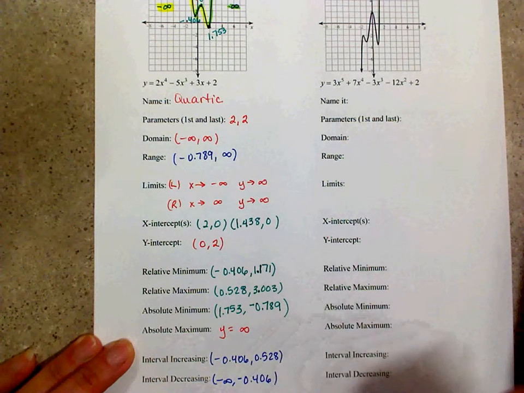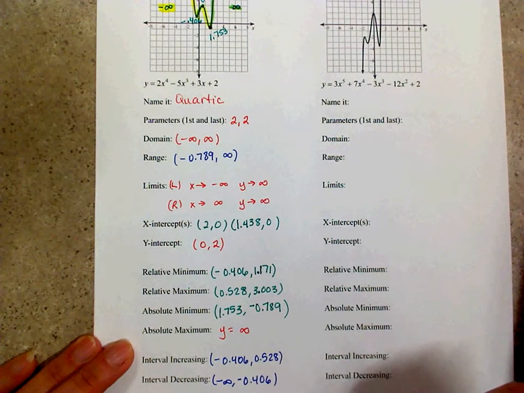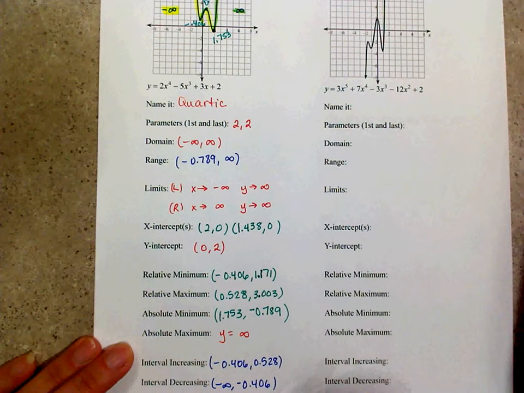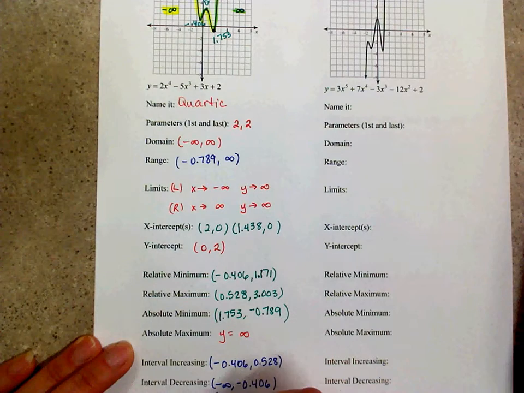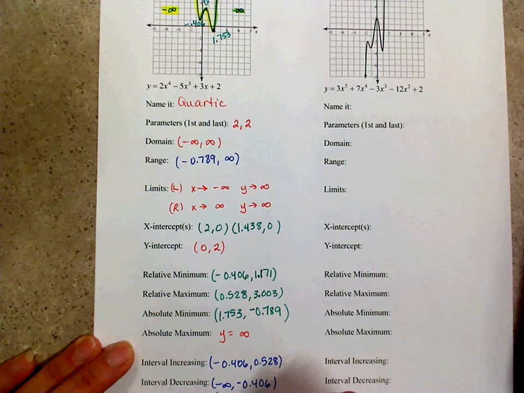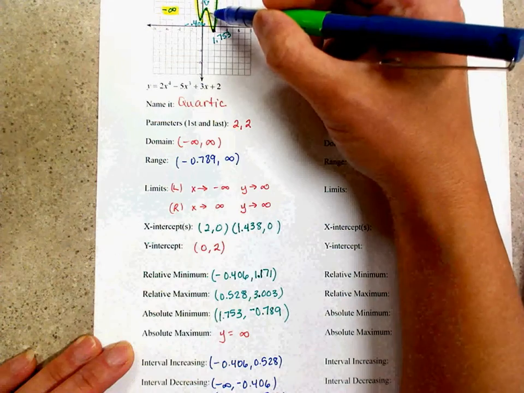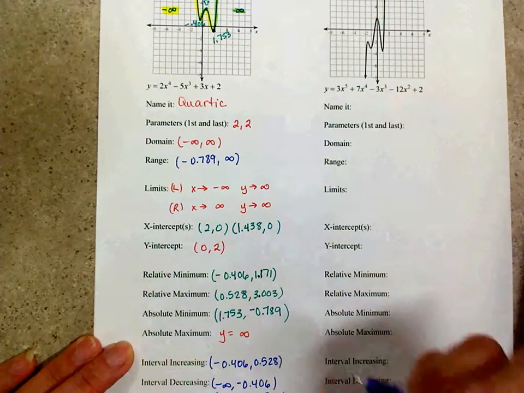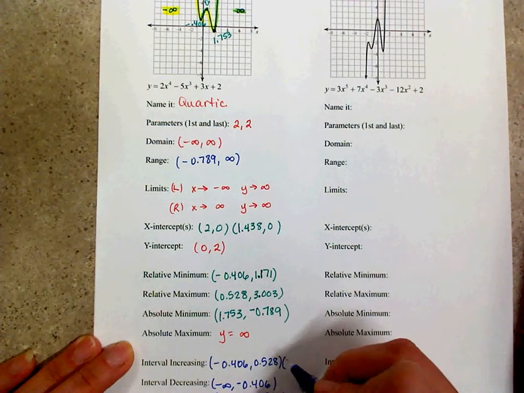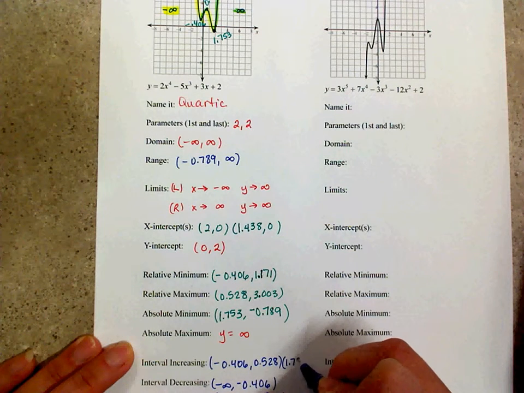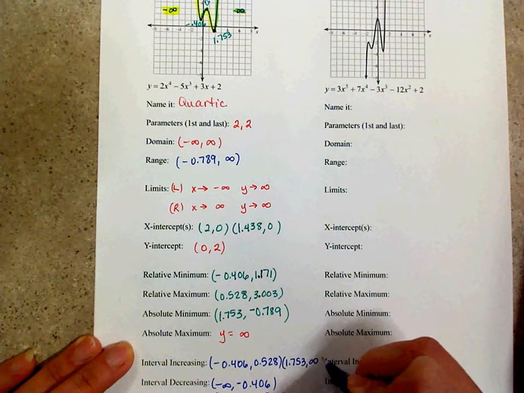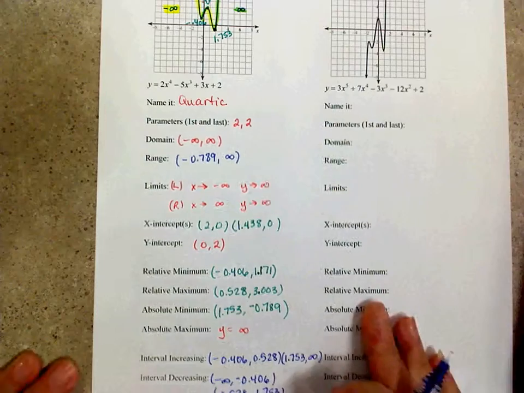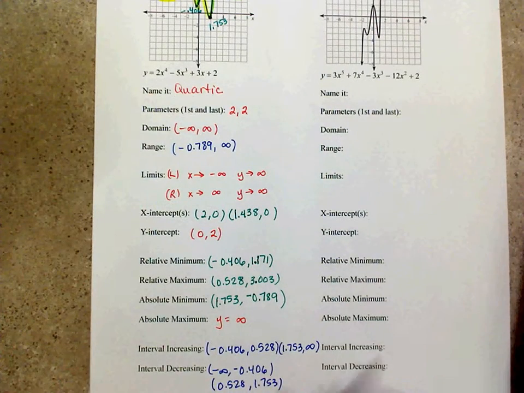It's always your x value. This is why I make you guys write your x value. Next part, from 0.528 going to 1.753, you are decreasing. See that? And then you are increasing from 1.753 going to infinity. And there you have your answer.